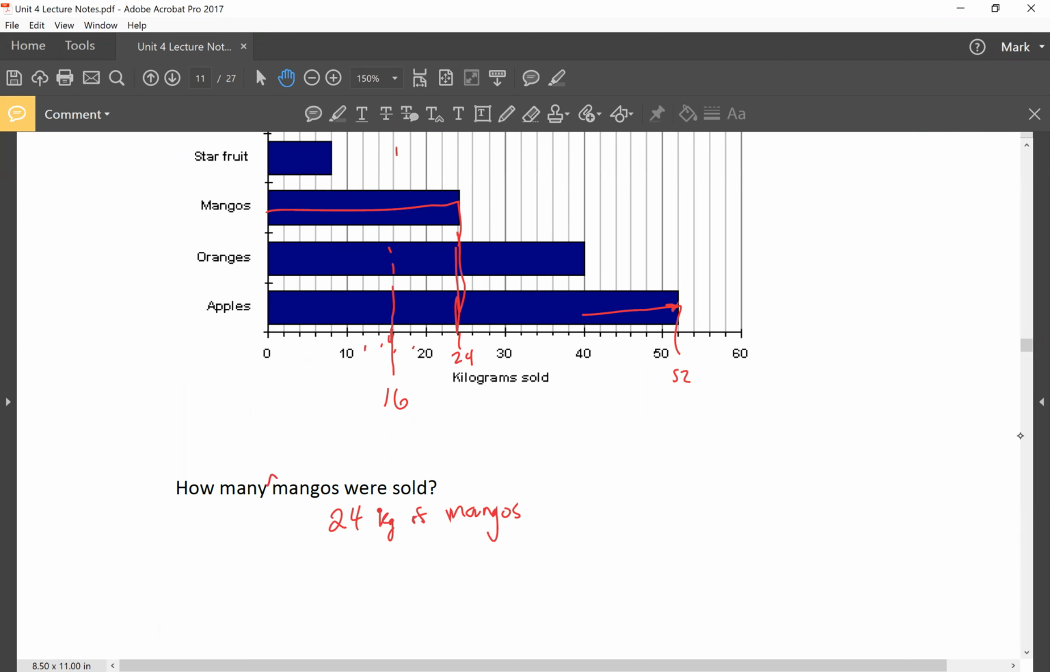It should actually say how many kilograms of mangoes were sold, because we don't have any information here to figure out how many mangoes were sold. Like as a number, I can't say 10 mangoes were sold or 30 mangoes were sold, but I do know that 24 kilograms were sold. If I knew the average weight of a mango, I could make an estimation here, but I don't have the information, so we don't need to worry about it. But I will say that that question should say how many kilograms of mangoes were sold.